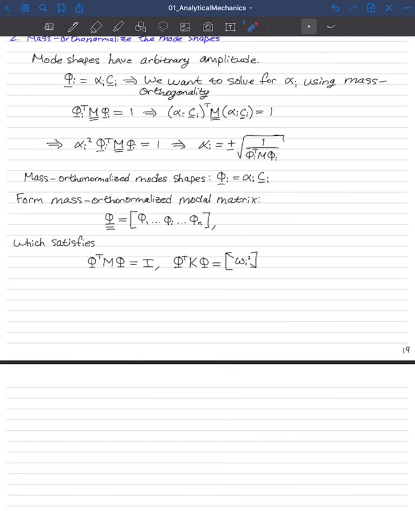I'm going to stop this video here, and then we'll continue in the next video, starting with how we're defining the modal coordinates and then substituting those into the equations of motion.